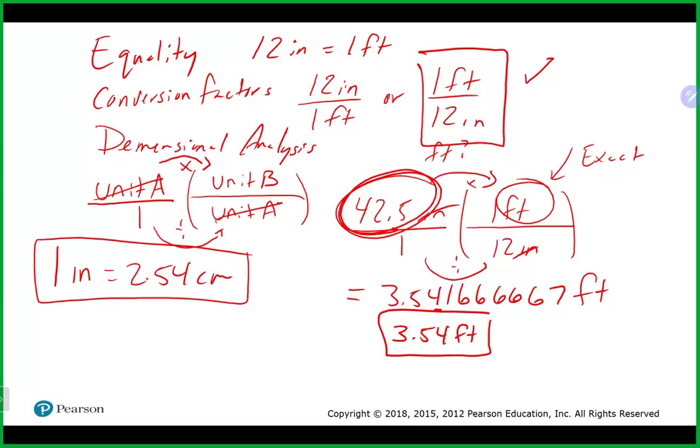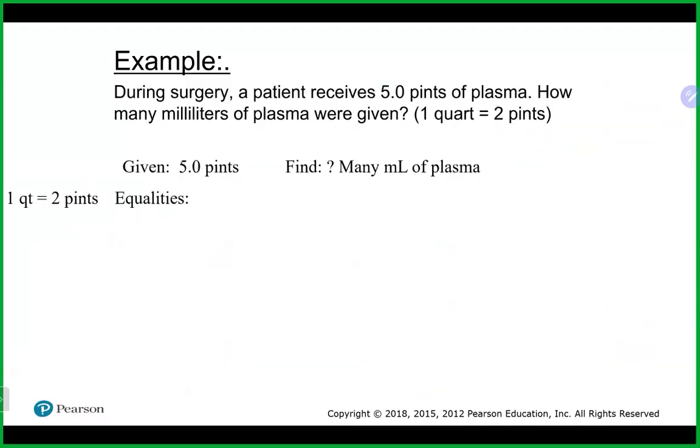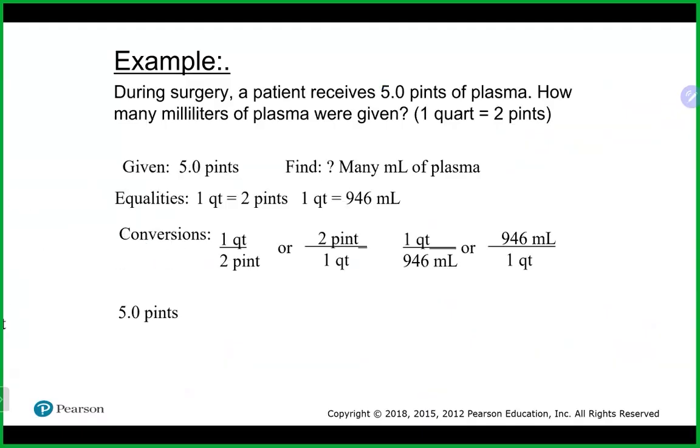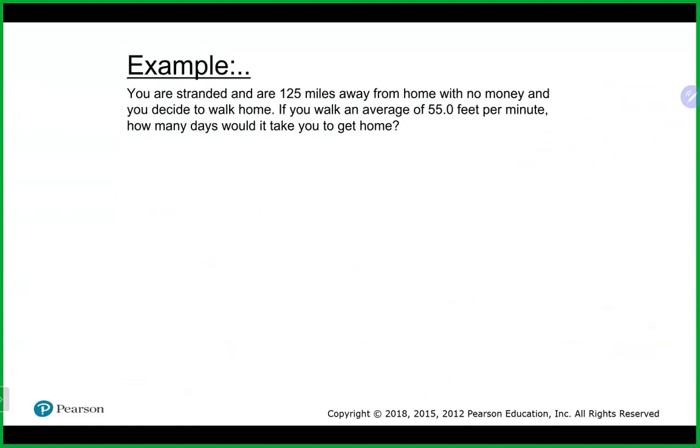Any questions on that there? All right, so let's take a look at... all right, we'll actually skip this one. We did one kind of similar a second ago. I think we're going to go to, let's do this one. You're stranded 125 miles away from home. You decide, nice day, let's go for a walk. You walk 55 feet per minute. How many days will you be walking? Hopefully it's nice all those days.